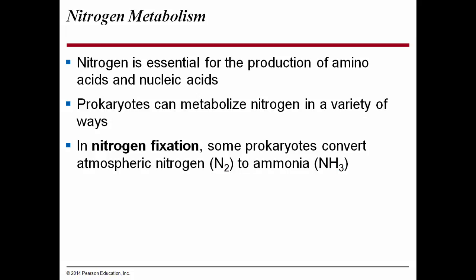Nitrogen is essential for the production of amino acids and nucleic acids. Prokaryotes can metabolize nitrogen in a variety of ways. In nitrogen fixation, some prokaryotes convert atmospheric nitrogen to ammonia. This nitrogen fixation is useful to different plant species. Those bacteria help those plants fix nitrogen and help them grow healthily.